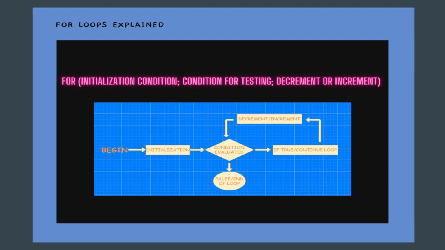Next we have the condition evaluated position. This tests for the exit of the for loop, and it must return either a true or false Boolean value. Next we have the decrement or increment statement, which allows for updating the variable iteration by iteration. Then lastly you have your end of loop or declaration of false, where after you iterate so many times, eventually the condition will be false and the loop will end.